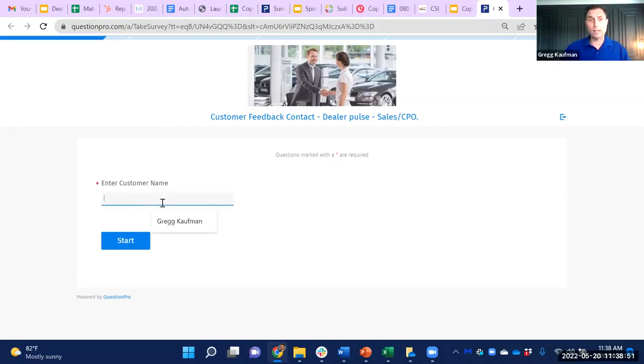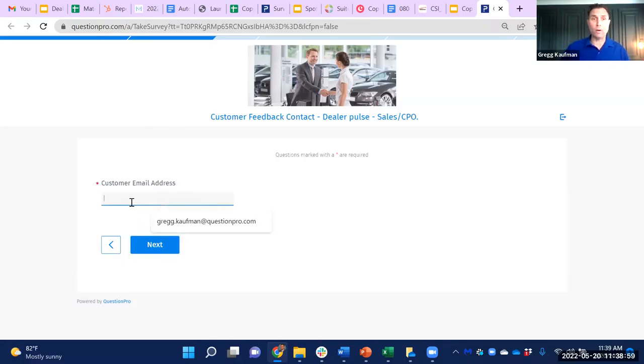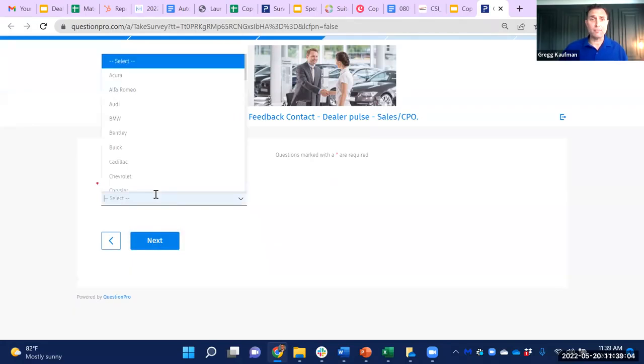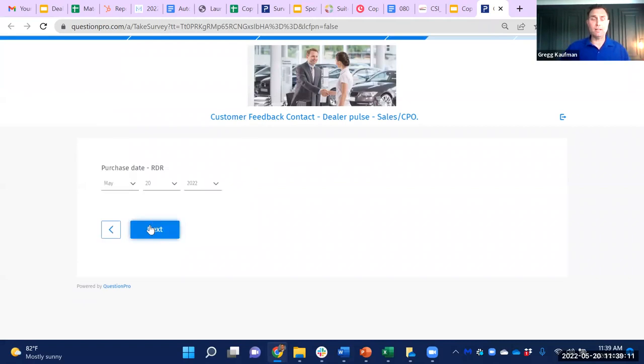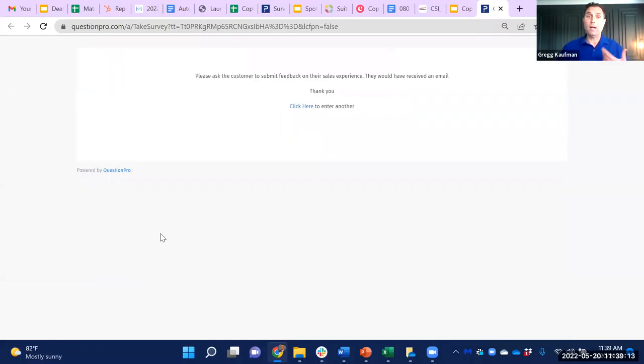So Janice would just go in, and in this case, the customer's name is Greg Kaufman. So she's just going to plug in a couple of fields that are required: customer name, customer email address, the vehicle brand that the customer purchased, which on this new or used lot was a Chevy. I'm going to put that in there, and then confirmation on the purchase date, which is variable as well. Okay, so again, now she's going to let the customer know, by the time you get to your car, you'll have this email survey invite, and it would mean a lot.